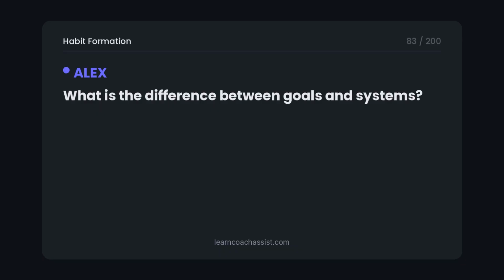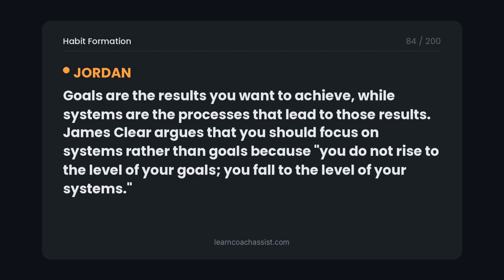What is the difference between goals and systems? Goals are the results you want to achieve, while systems are the processes that lead to those results. James Clear argues that you should focus on systems rather than goals because you do not rise to the level of your goals, you fall to the level of your systems.